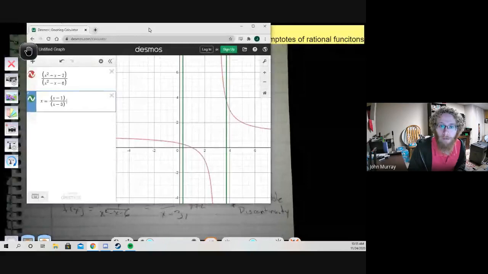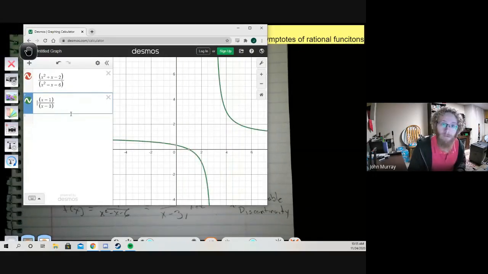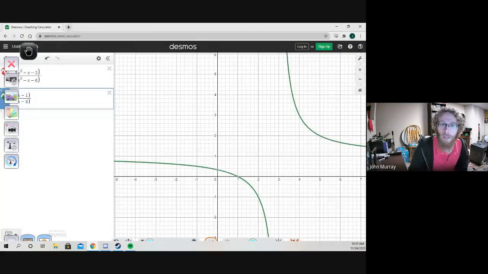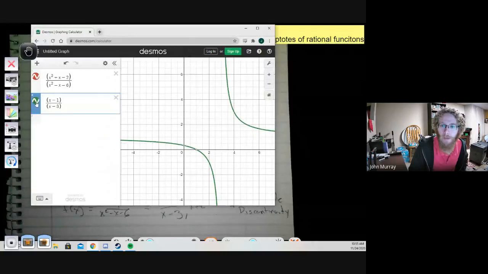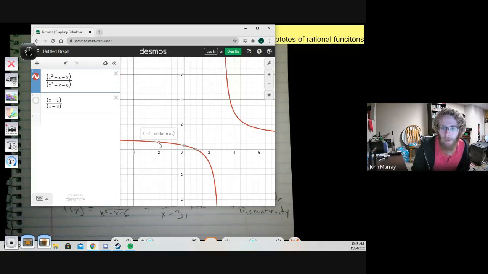Why is it giving me that? Oh, x equals now. Well, look at that. If I turn them on and off, they're the same function. But this green function, if I turn the red one off, doesn't have that restriction at negative 2. I can plug in negative 2 and I can get 0.6. But if you graphed the original, you would have a hole in that graph because we call it a removable discontinuity.